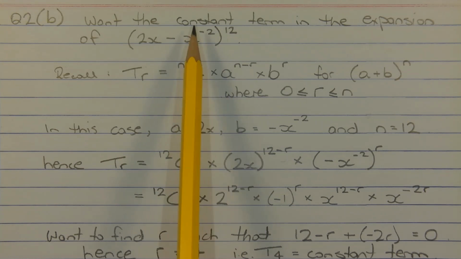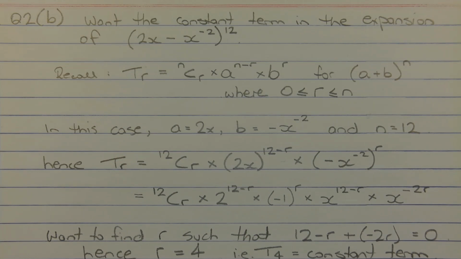Notice that I wrote the second term in the binomial using a negative index. Now this will help later on when we locate the position of the constant term in the expansion.